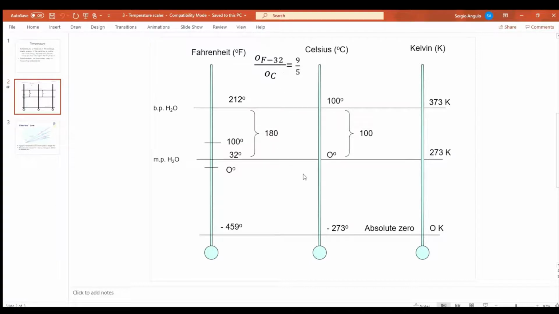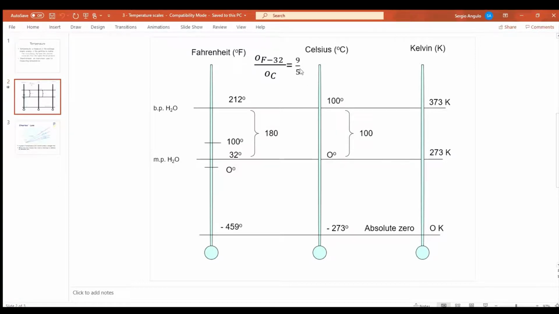Now, if you look on my slide here, you can see that from 32 to 212, from the freezing point of water, or melting point of water, whichever one you want to call it, to the boiling point of water, there's 180 degrees. Okay, so there's 180 degrees from melting point to boiling point in Fahrenheit. In Celsius, for the same change, going from freezing point to boiling point, it's 100 degrees. So there's 180 degrees in Fahrenheit for every 100 degrees in Celsius.